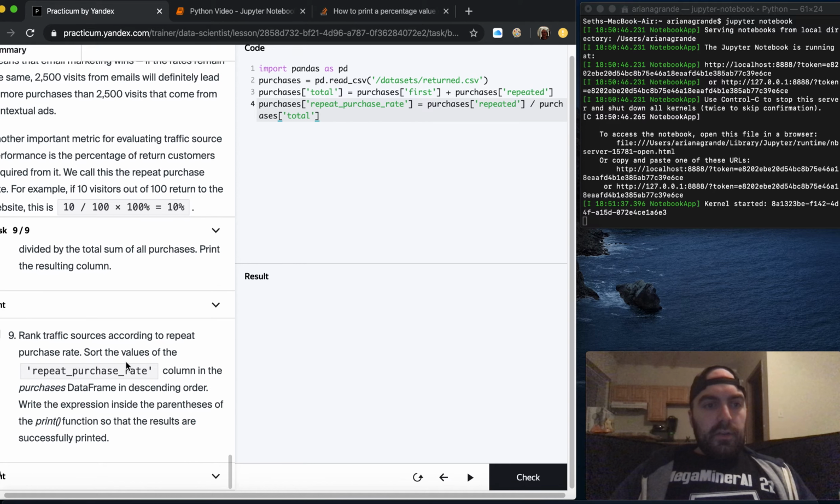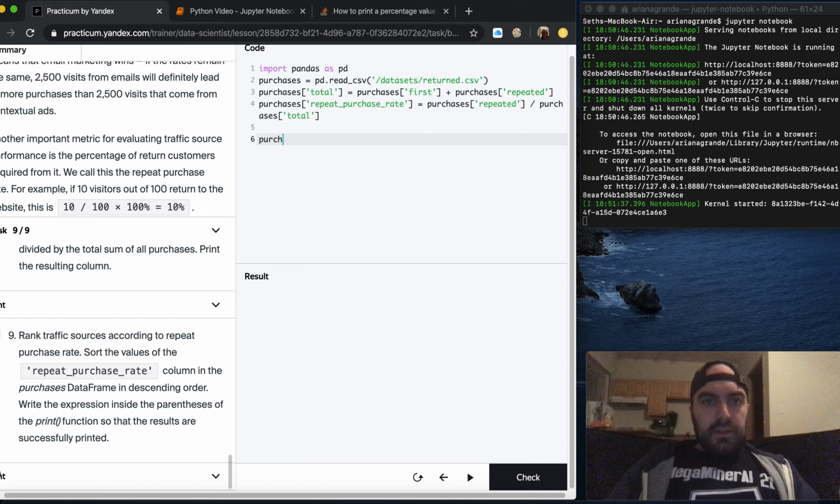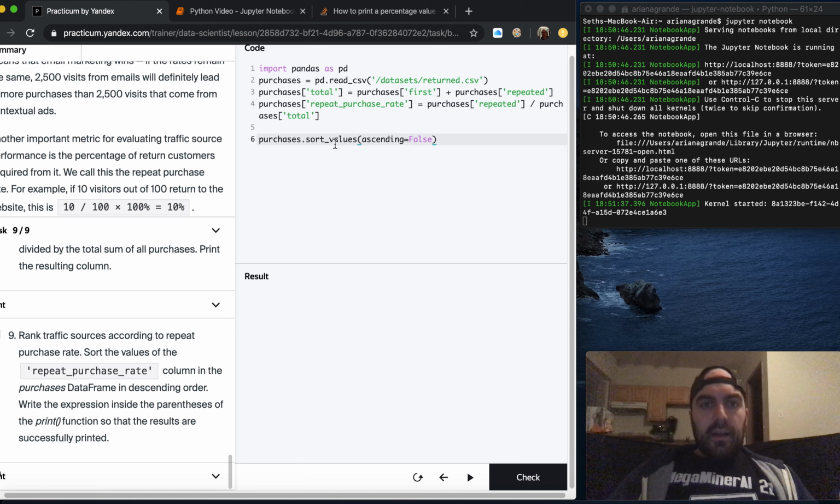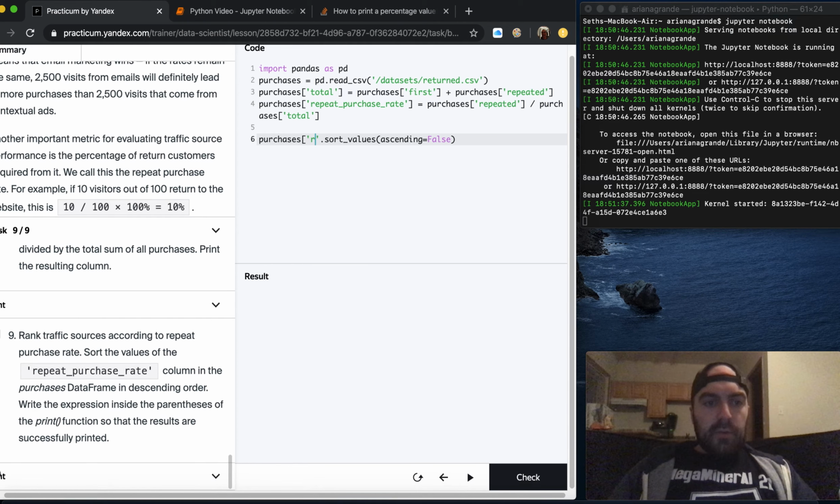Rank traffic sources according to the repeated purchase rate. Sort the values of the repeat purchase rate column in the purchases data frame in descending order. So we should be able to do purchases dot sort values. I think you do key is, well, first we do ascending equals false. I think false is a Boolean there. And then also, I think we do purchases repeat purchase rate.